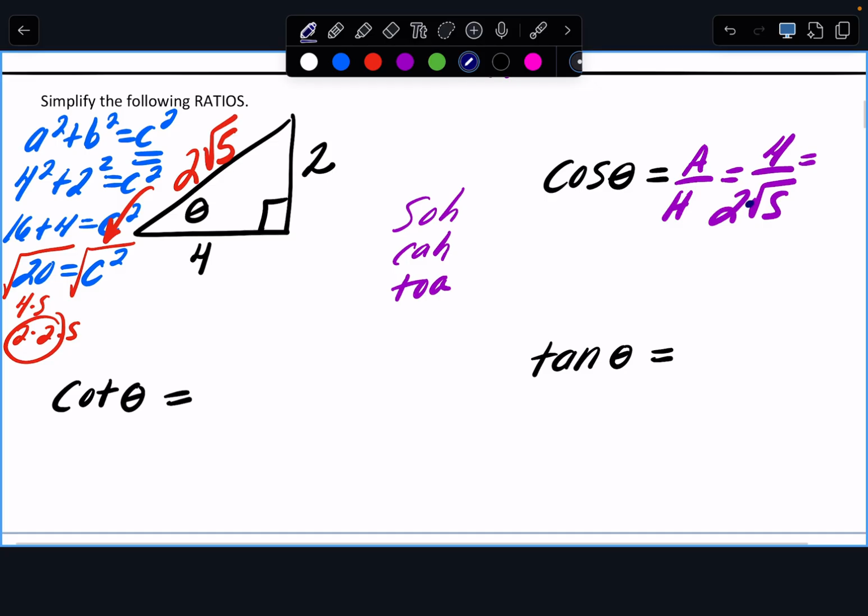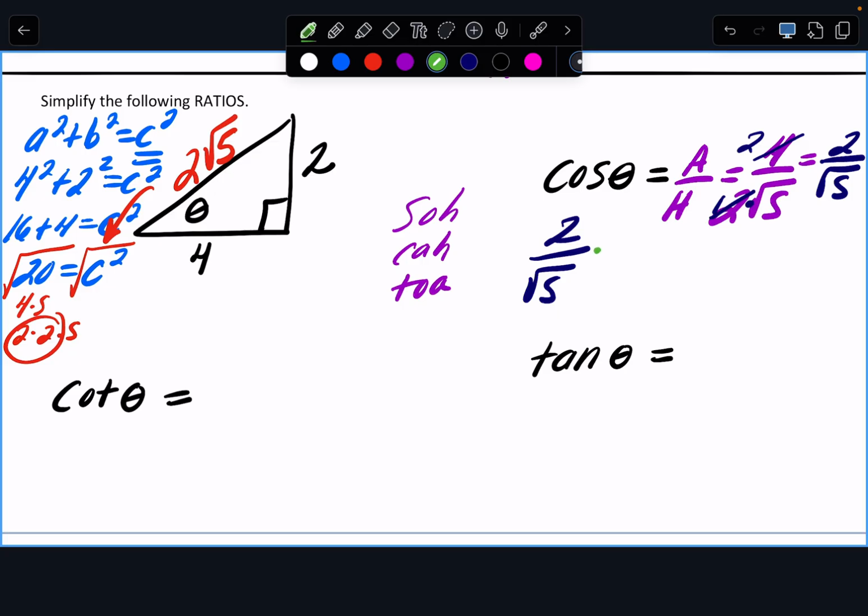Isn't this a times sign? Then divide correctly. Isn't 4 over 2, 2 over 1? So we have 2 over root 5. Now, technically, if you leave your answer like that, it's not considered simplified because we're not supposed to leave radicals on the bottom. So now we're going to rationalize the denominator.